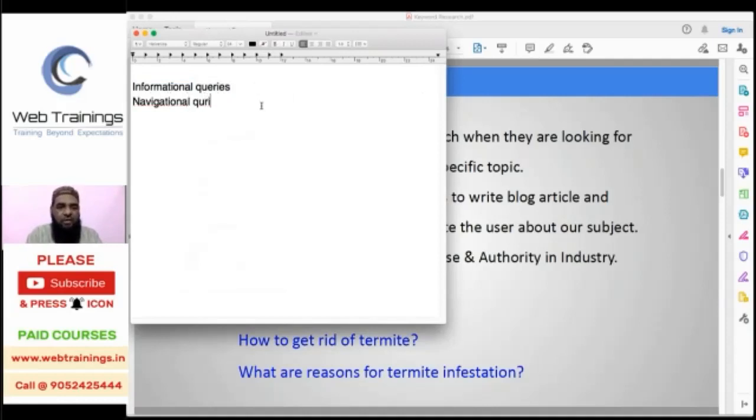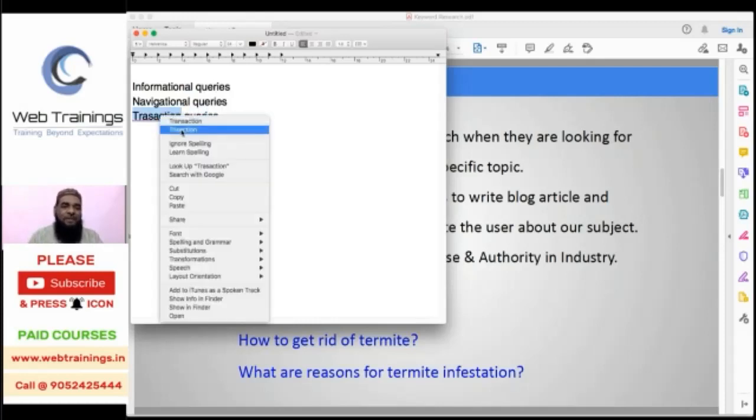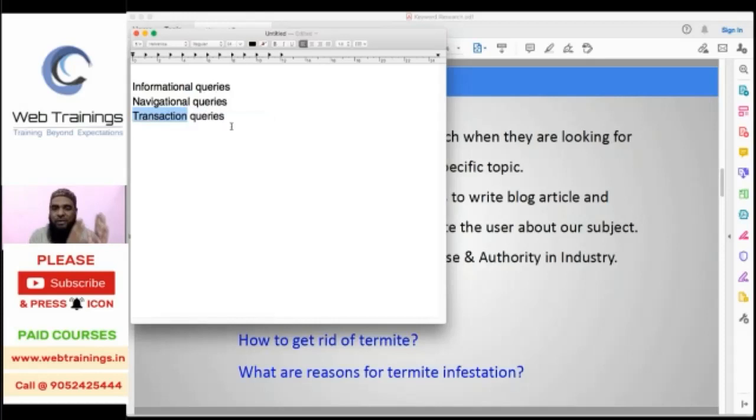Navigational queries, all right? And the third option is called transactional queries. Now, as I told you, the idea of cold, warm, and hot. So we can say this way, informational queries are the first layer where the customer is very cold. He just wants to find out information. Then he will go to the navigation stage. Then he will go to the transactional stage.